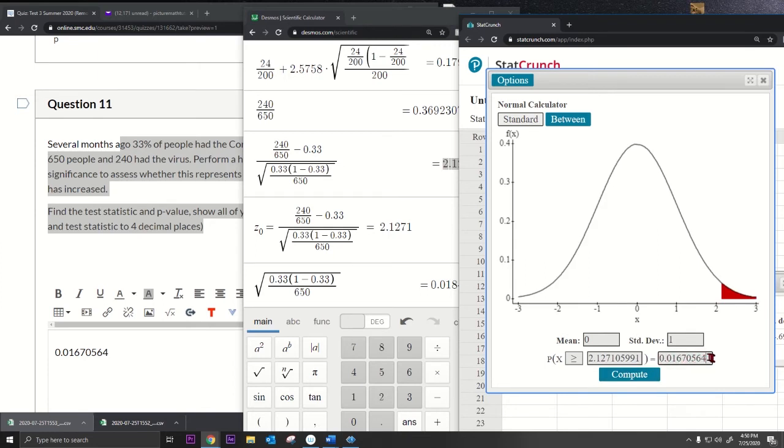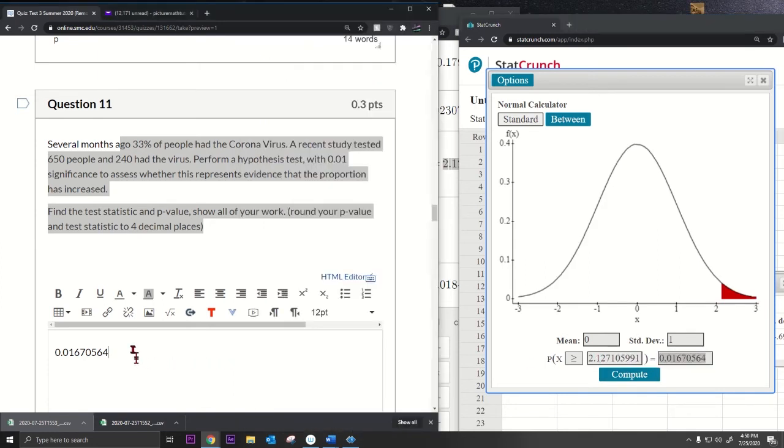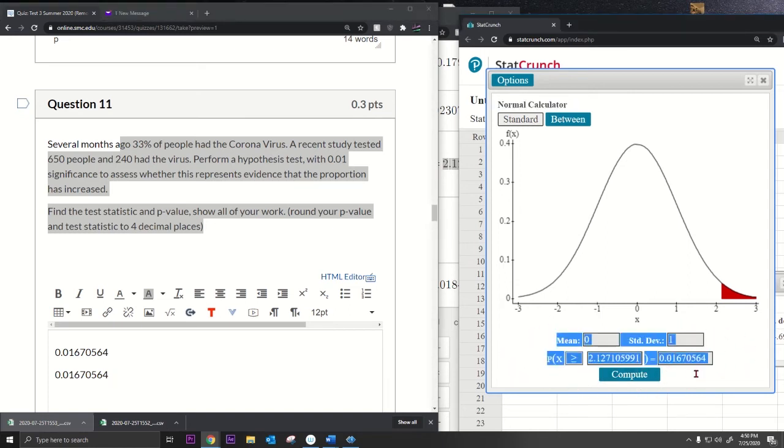Control C, Control V, press compute now, and look at the numbers. They're exactly the same. See that? Control C, I'll put them right below each other. They're exactly the same. So that's the p-value. Now to show your work for the p-value, you just need to insert a picture of this right here, what I'm highlighting down here. Just insert that, and that's your work for your p-value. You just use StatCrunch and you got the answer from the p-value.